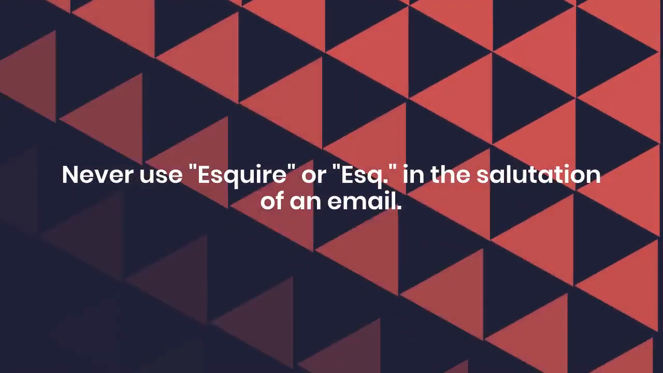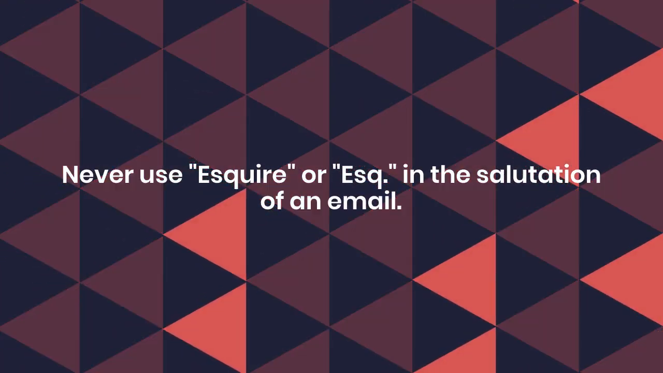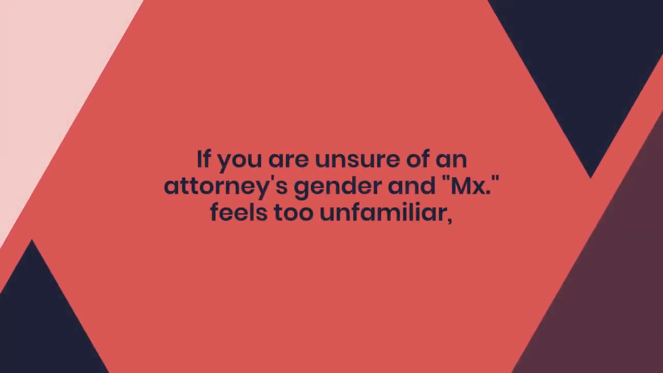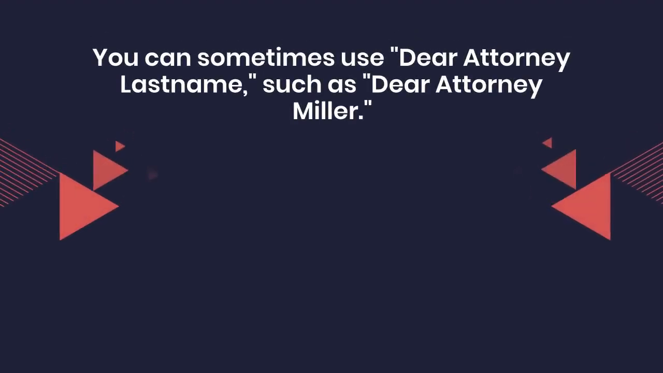It is important to remember that while Esquire or Esq. is sometimes used after an attorney's name on formal documents or envelopes, you should never use it in the salutation of an email itself. You wouldn't write Dear John Smith, Esq. Instead, stick to Dear Mr. Smith. If you are unsure of an attorney's gender and Mx. feels too unfamiliar, or if you only know their full name but not their preferred title, you can sometimes use Dear Attorney, last name, such as Dear Attorney Miller, but Dear Mr./Ms./Mx., last name, is generally preferred if you can confirm the appropriate title.